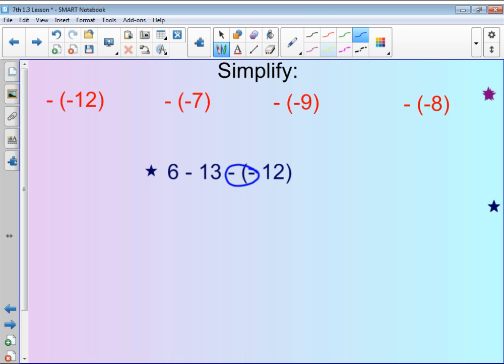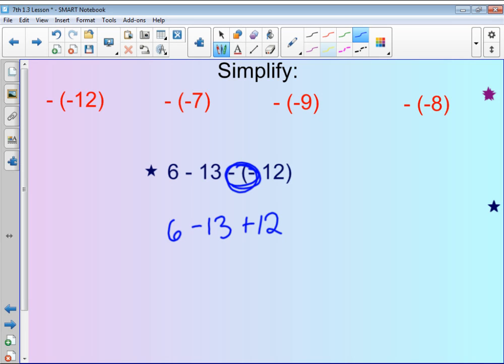So here I see that double negative. I want to simplify that. So we have 6 minus 13. These right here become a plus sign, so plus 12. There we're back to what we learned in lesson 2, where we've got more than 2 numbers in our equation.